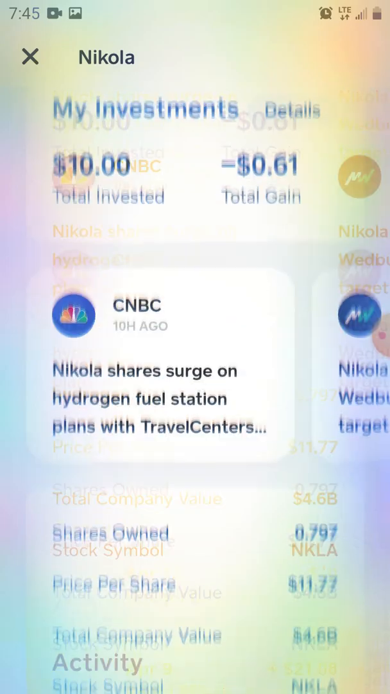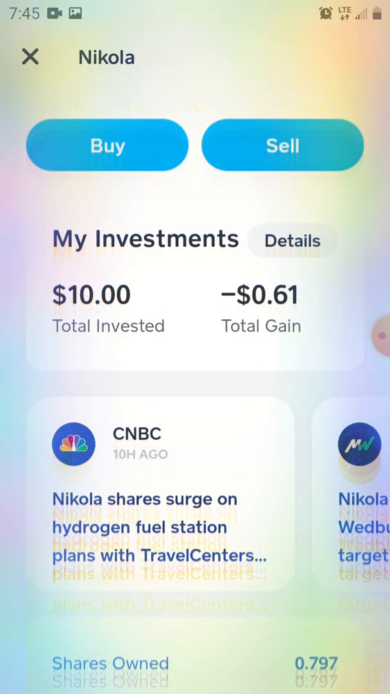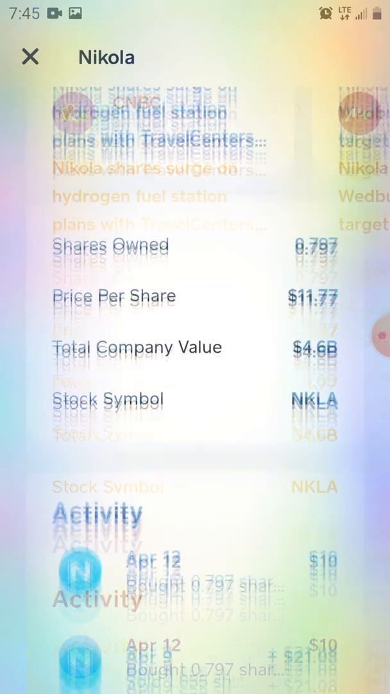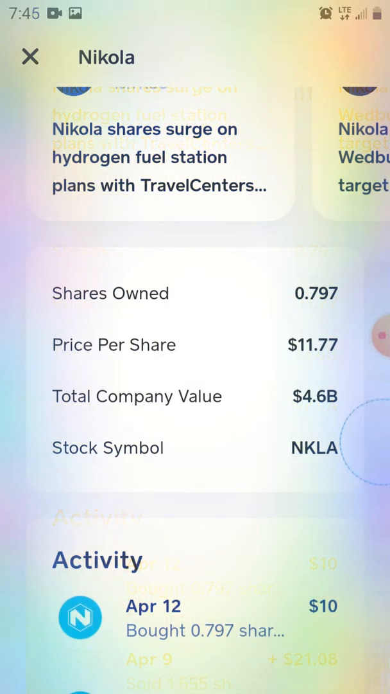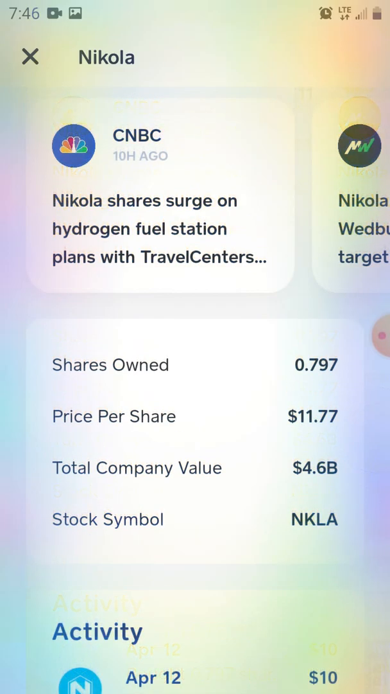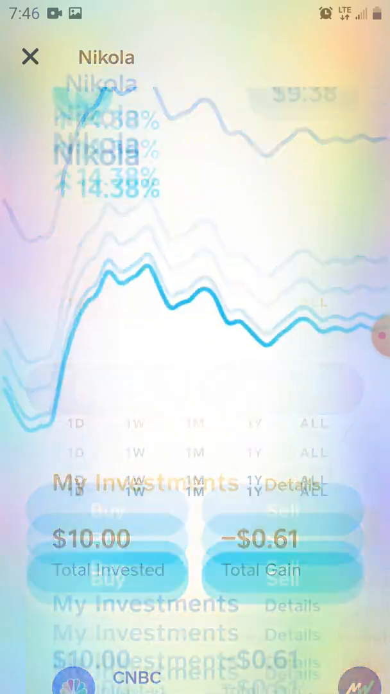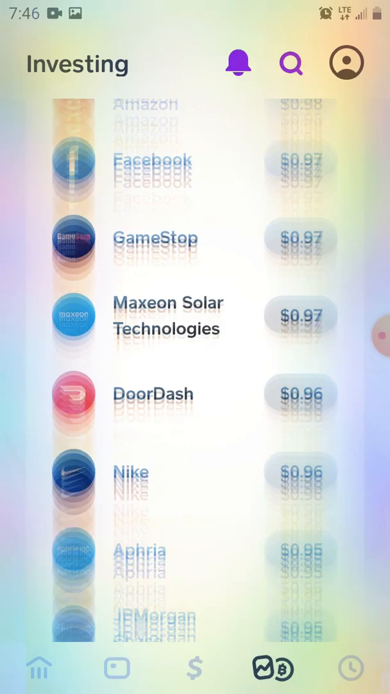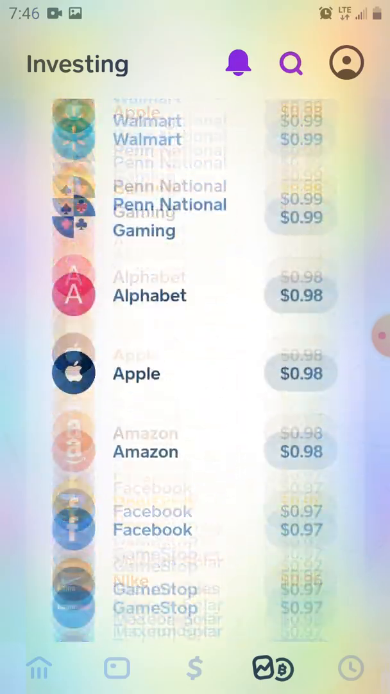They were down about, like this right here where it says 61 cents. It was down about $2 or so the other day, so it's gone up significantly again. So it's not bad. The share prices are at 11.77 right now. I currently own 0.797 shares of this stock alone, but I have about 40 some stocks. I mean, even though they're only $1 or so a piece, for the most part, I got plenty of them.